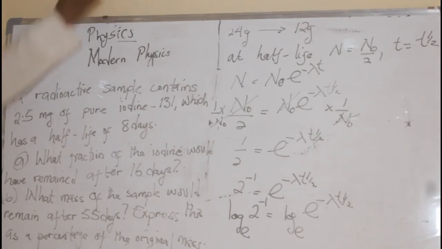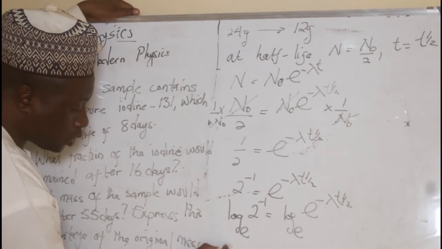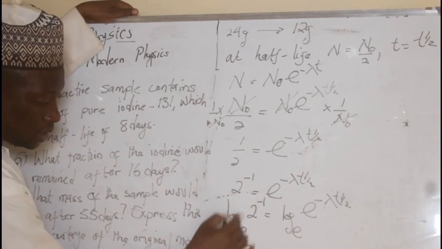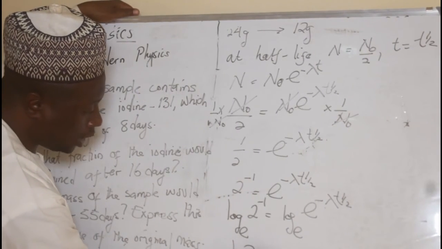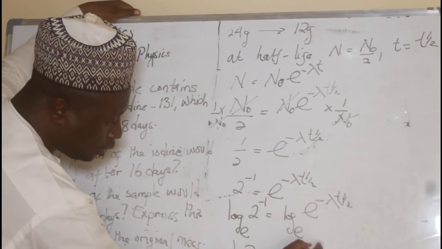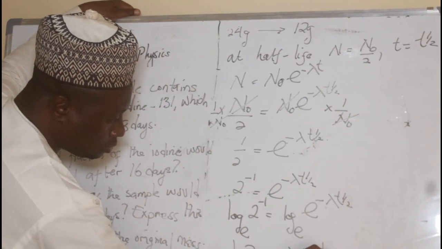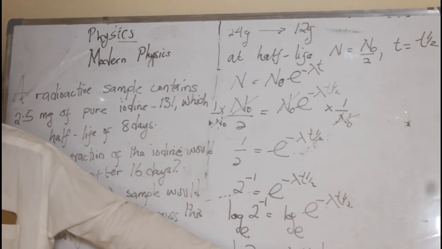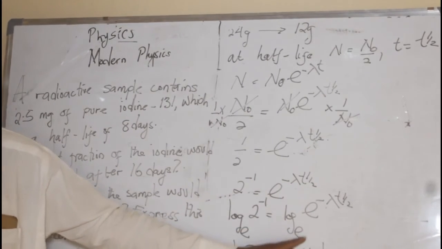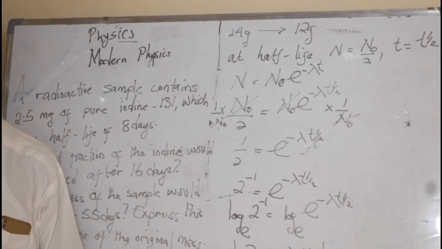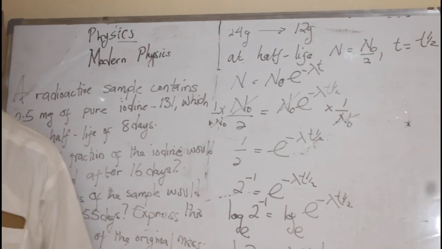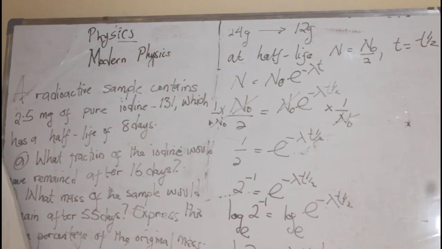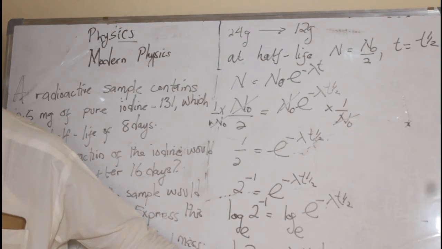Still, using laws of logarithm, I can say that minus ln 2, because log base e of 2 is ln 2, is going to be equal to minus lambda T half log e base e. Is that true? Because using laws of logarithm, I can take this to the other side. What is log e base e? Log 10 base 10 is 1. So log e base e is 1.